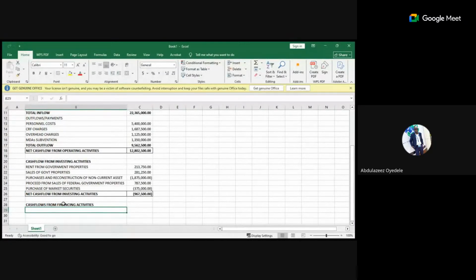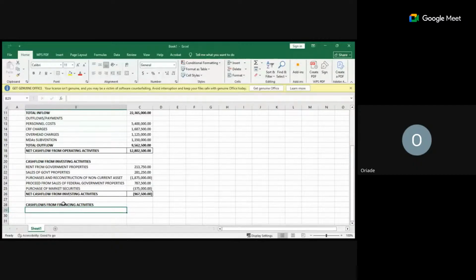So you can still call it net cash flows from investing activities, or if you are not comfortable with that language, you can call it net cash outflow. And that will indicate that the outflow is more than the inflow. So you say net cash outflow. But if you still call it net cash flow, it's still correct.